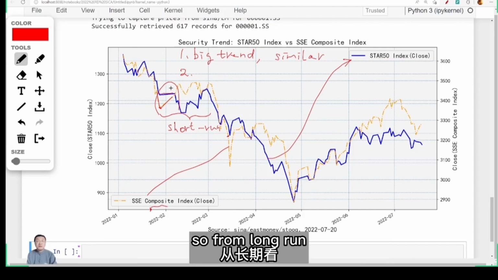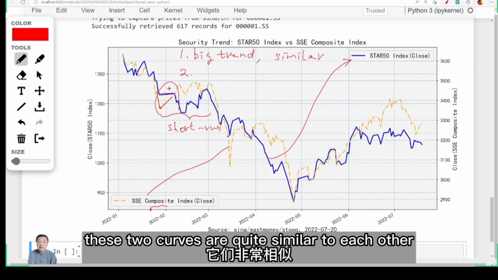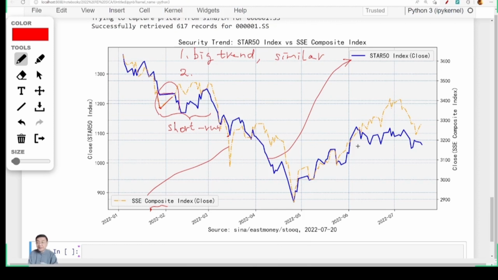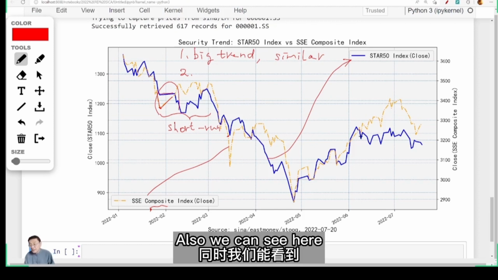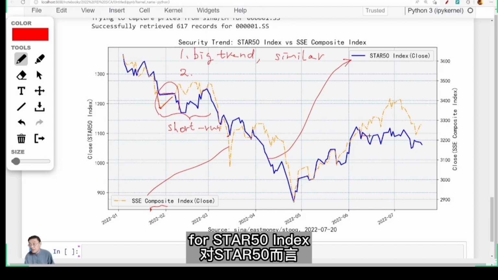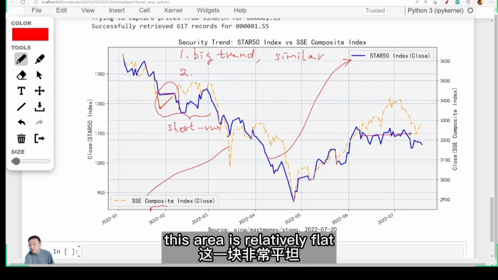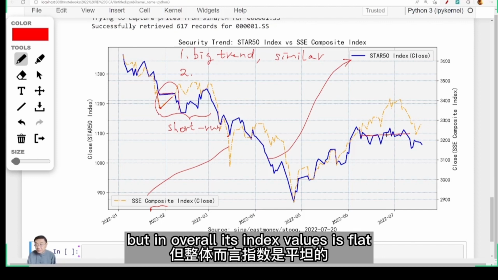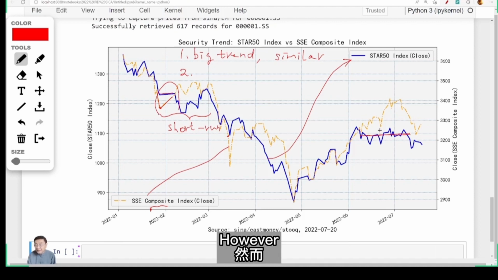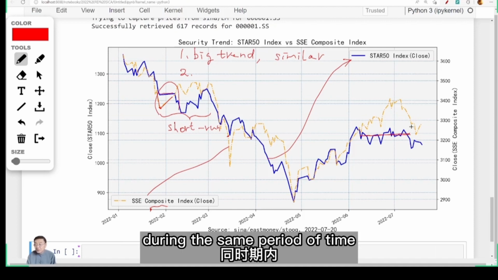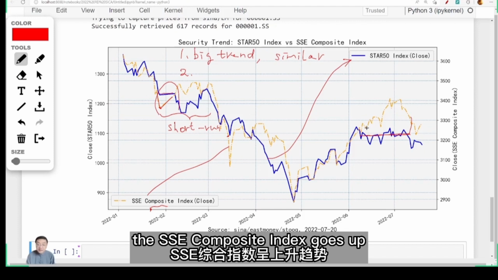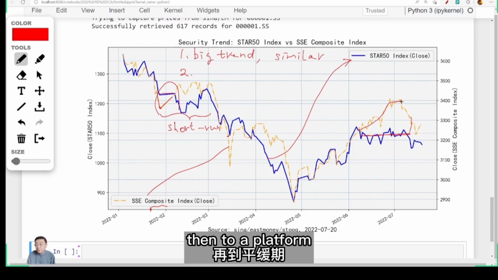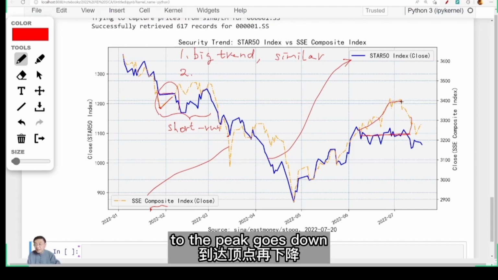So from the long run, these two curves are quite similar to each other. However, from the short run, they may be different. Also, we can see here, for the Star 50 index, this area is relatively flat, although there are lots of fluctuations, but overall its index value is flat. However, during the same period, the SSE Composite Index goes up, then to a platform, to the peak, and goes down.